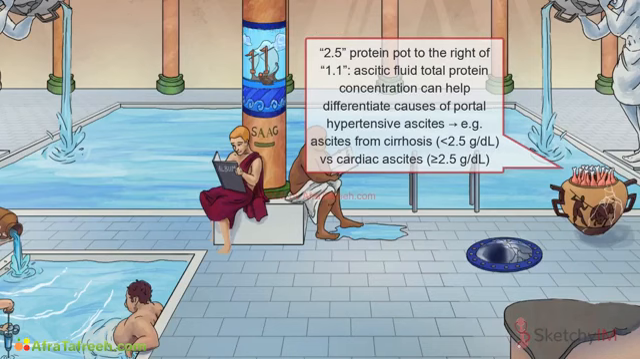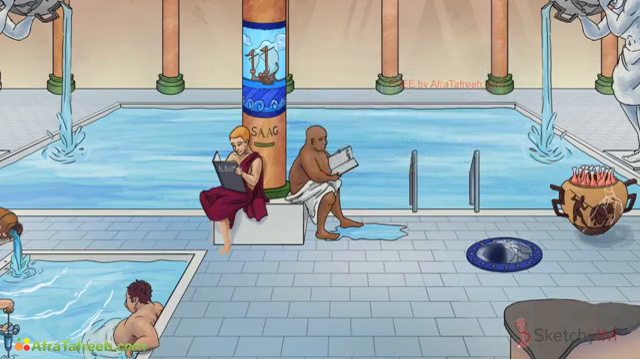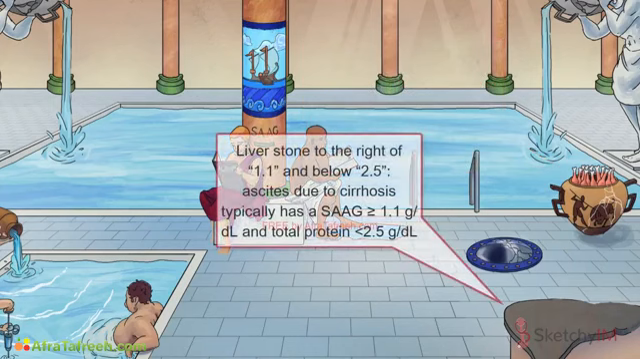Notice, too, that the shape of the handles forms a 2.5. Anything below the vase will have a total ascitic protein less than 2.5, and anything above the vase will have a total ascitic protein greater than 2.5. This big stony liver rock bench represents ascites due to cirrhosis, which typically has a SAG greater than 1.1 and a total protein less than 2.5.